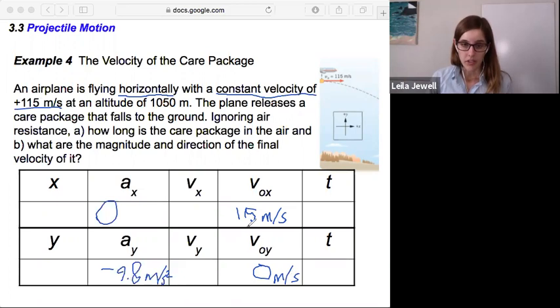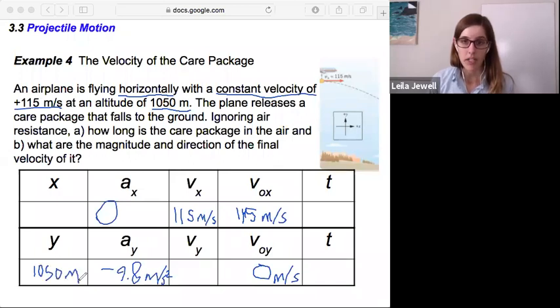All right, so here are some good numbers that we've already filled in. We also know from the previous slide, since the acceleration in the x direction is 0, we can even fill in the final velocity here in the x direction, 115 meters per second. Sweet. There's one more piece of information here, and that's that we have this altitude of 1,050 meters above the ground, and we're interested in how long it takes the package to reach the ground. So that means our displacement is going to have that magnitude of 1050 meters.